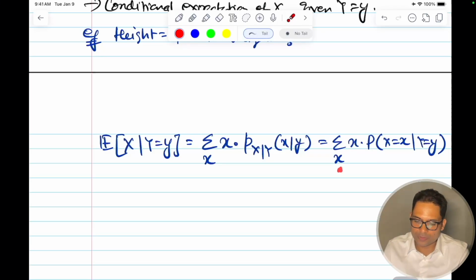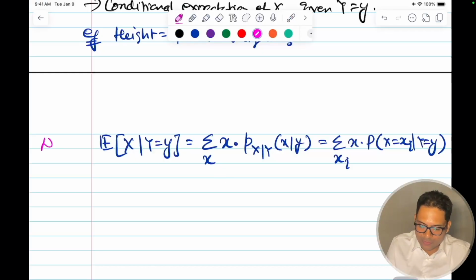Okay. This is for all the values, so this can be written better as xi. This will be xi. This is more readable. This is for all the values of xi, summation x into. Okay. So this is your discrete case.